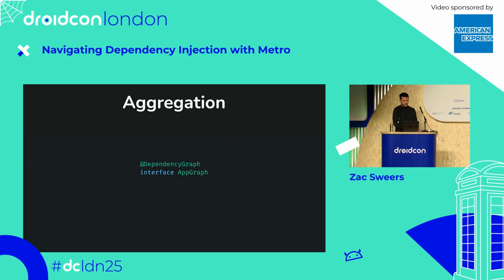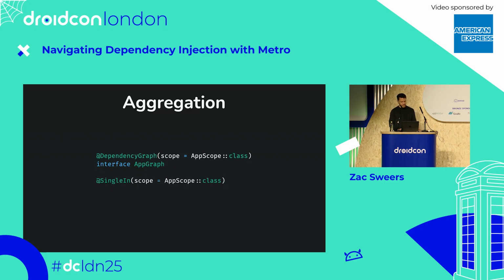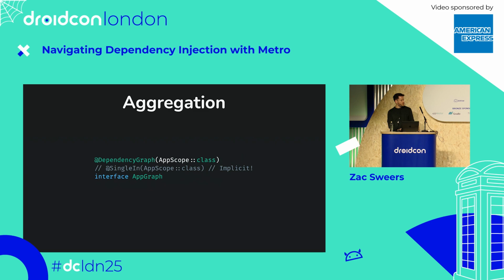Aggregation works by what we call aggregation scope keys. These are actually the same keys that you would use with something like @SingleIn, allowing for some shared semantics. And this is the Metro way of saying aggregate all bindings contributed to this scope. In fact, if you declare an aggregation scope, then you don't actually need to include this @SingleIn because Metro will actually treat it as implicitly added for this case.